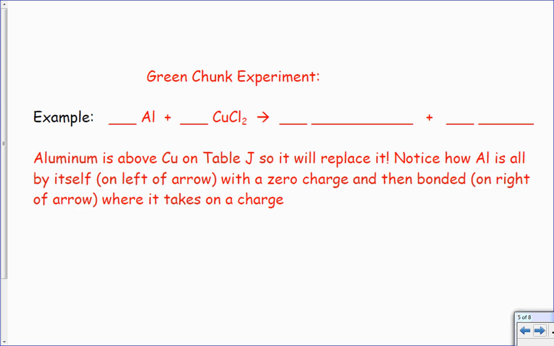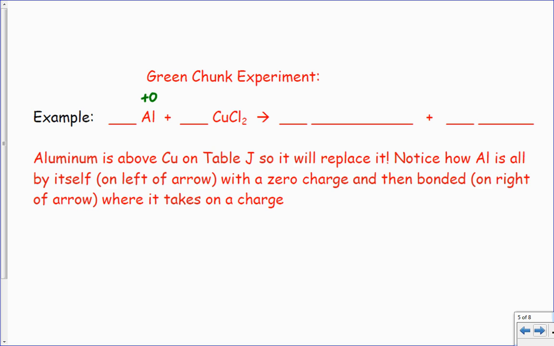Notice how Al is all by itself on the left arrow, so then it's going to have a 0 charge. So we haven't done the rules yet, but whenever I have an element by itself, its charge is 0. Even though I see an element by itself on the periodic table and they have charges, the rule is in balanced equations. If an element is by itself, it's got a charge of 0. It is neutral, okay? Unless it specifically says it's an ion, okay? And then we're going to figure out what's going to happen to it as it does this reaction.